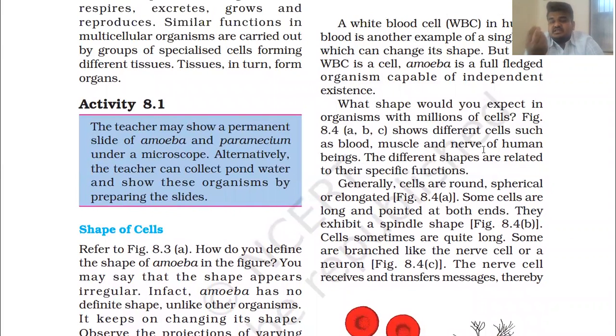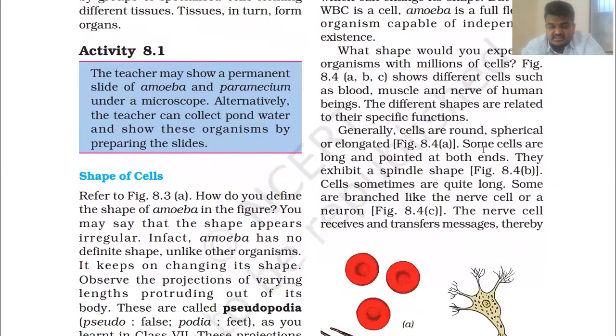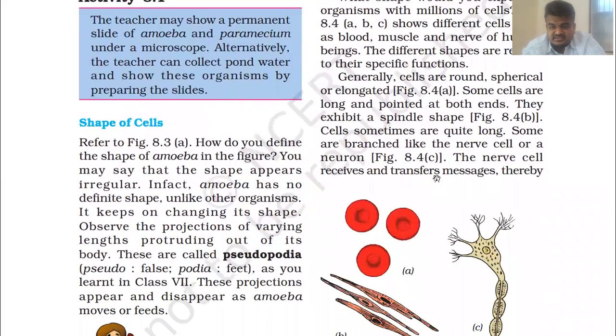So what shape would you expect in organisms with millions of cells, like humans only? The figure shows different cells such as blood, muscle, and nerve cells of human beings. The different shapes are related to their specific function. Generally cells are round. Whenever you are having some shape, it must be round or spherical, or elongated only, as we can see in figure 8.4a.